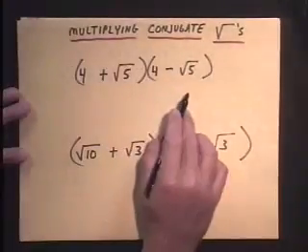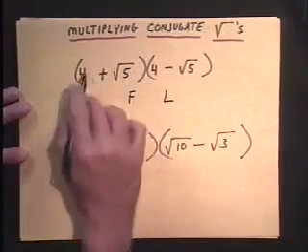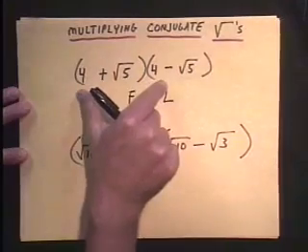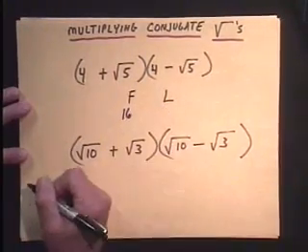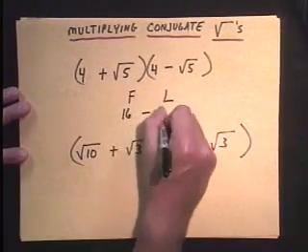And remember, whenever you FOIL conjugates, FOIL goes to Florida. The O and the I will go out. So when you FOIL conjugates, the first two terms, 4 times 4, 16. The square root of 5 times negative square root of 5, minus 5.